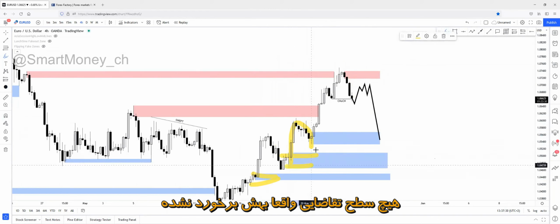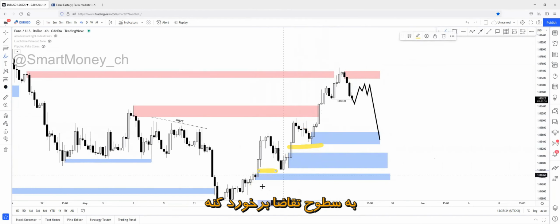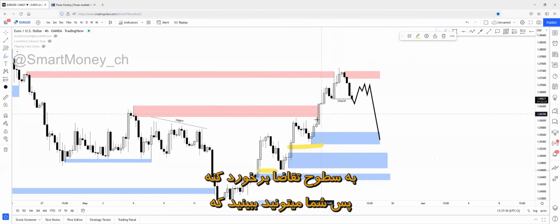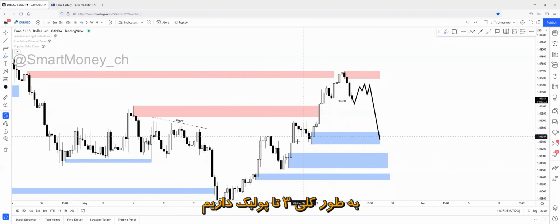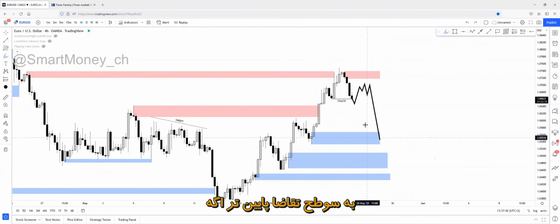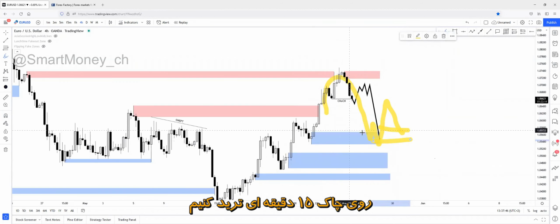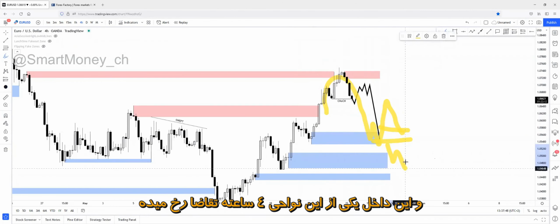No demand zones have been tapped over and over again. Price has just reversed without tapping into a demand zone here, a demand zone here, a demand zone here, as you can see. So basically, these aren't real pullbacks. A real pullback is happening right now to some deeper demand region. And if this real pullback happens, then we'll be able to trade based on the 15-minute change of character that happens inside one of these 4-hour demand zones.